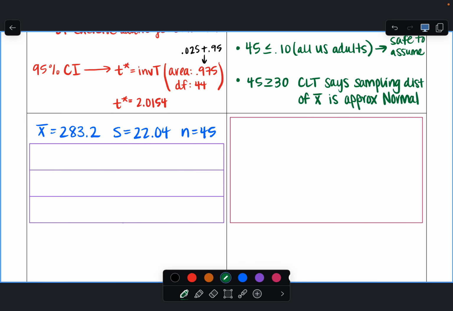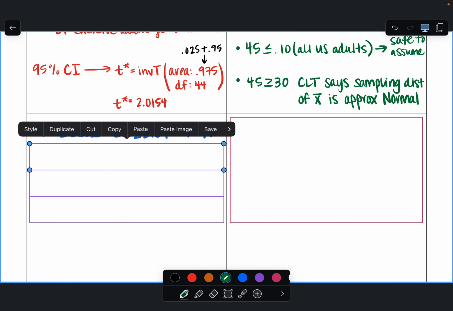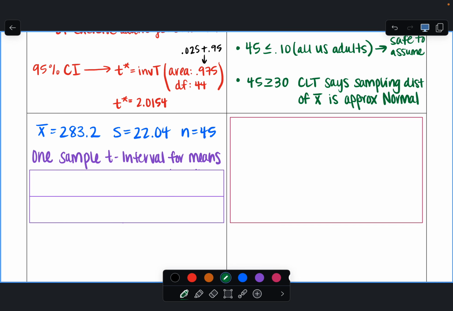One thing you should always do is name the test. And I say this because most of you are probably going to use your calculator. If you are going the calculator route, you have to name it. Otherwise, they will not give you credit on the AP exam. This is a 1 sample T interval for means. It is always going to be a 1 sample versus 2 sample. Then it's going to be, is it a Z? Is it a T? Is it an interval? Is it a test? And is it means or is it proportions? You will never, ever, ever use T distributions for proportions, ever.